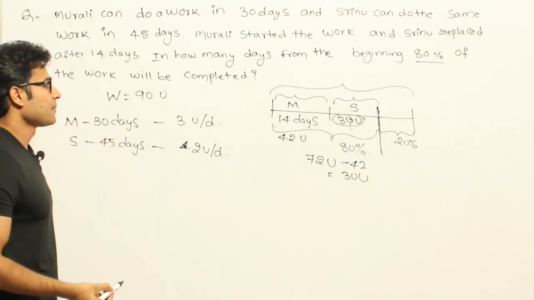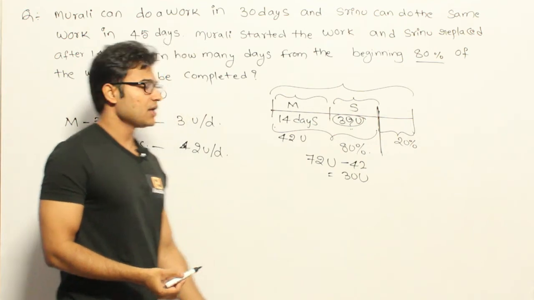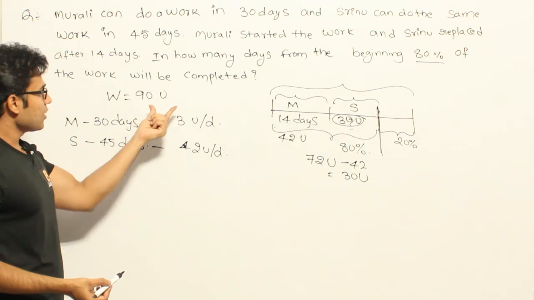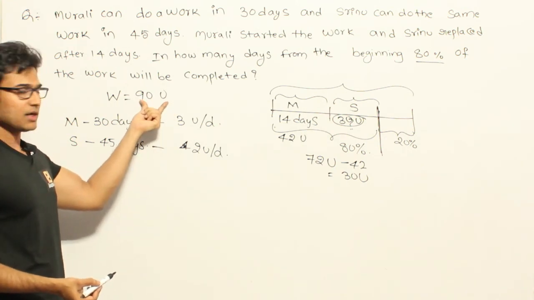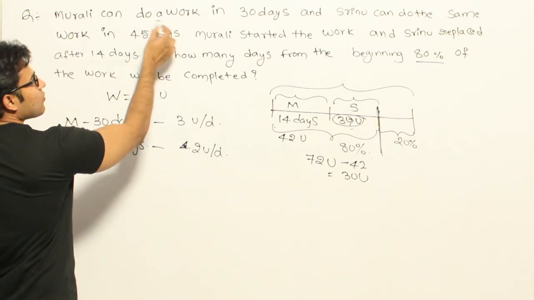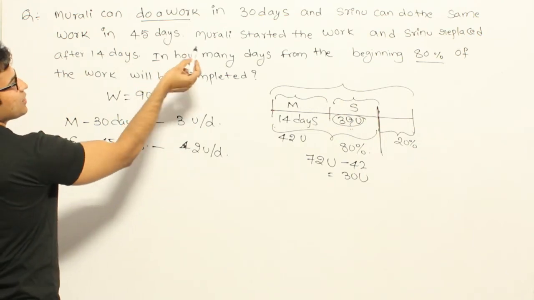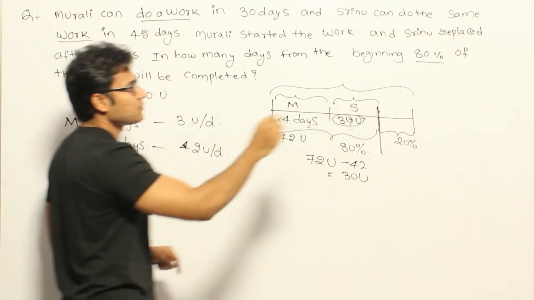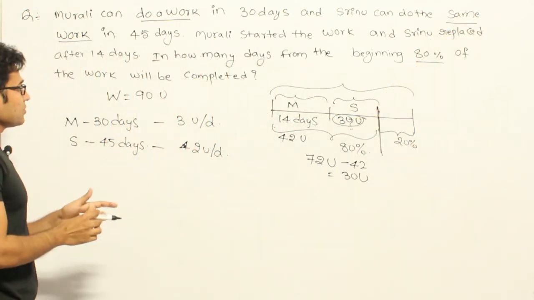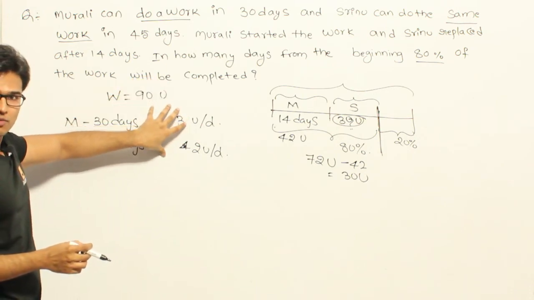Now you might get some doubt. When we are finishing only 80% of the work, why are we assuming 90 units? Why don't we assume 72 units, right? In order to answer that question, you have to see this. Murli can do a work in 30 days and Srinu can do the same work is given, right? That is why I am assuming some work initially, and I have to assume that number to be constant for both of them. Whatever number you assume here, you have to assume constant for both of them.